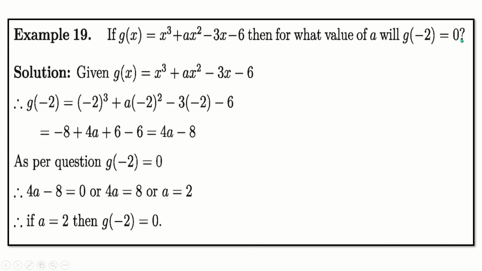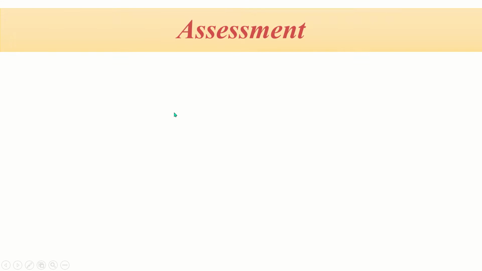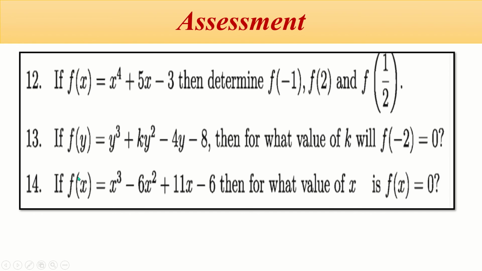Okay, g of minus 2 equals 0. At first we have to put x equal to minus 2, and as a result g of minus 2 is equal to 4a minus 8. But according to the given condition, 4a minus 8 is equal to 0, that means g of minus 2 is equal to 0. So after calculating, 4a equals 8, or a equals 2. Therefore if a equals 2, then g of minus 2 is equal to 0. This is the required answer, that means a is equal to 2. Clear everyone? And follow this: you can easily solve 12, 13 and 14 in your book, exercise 2.2. Okay, we'll solve this.